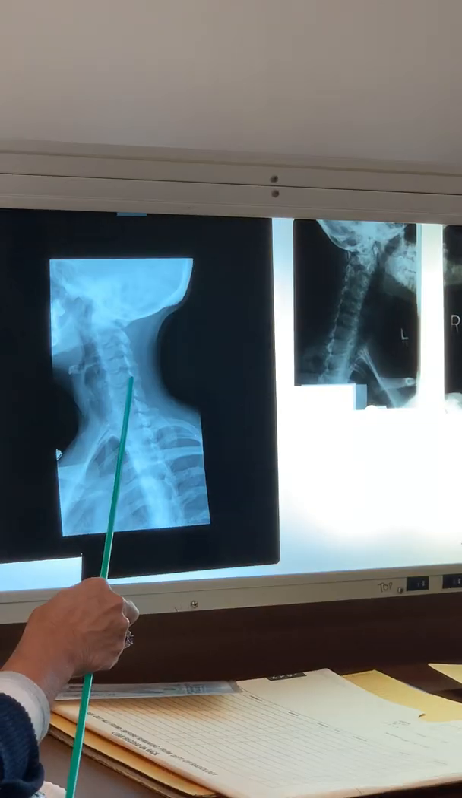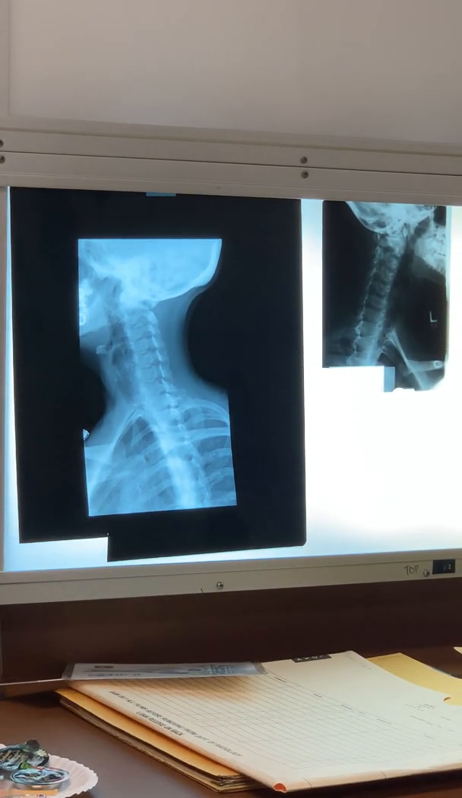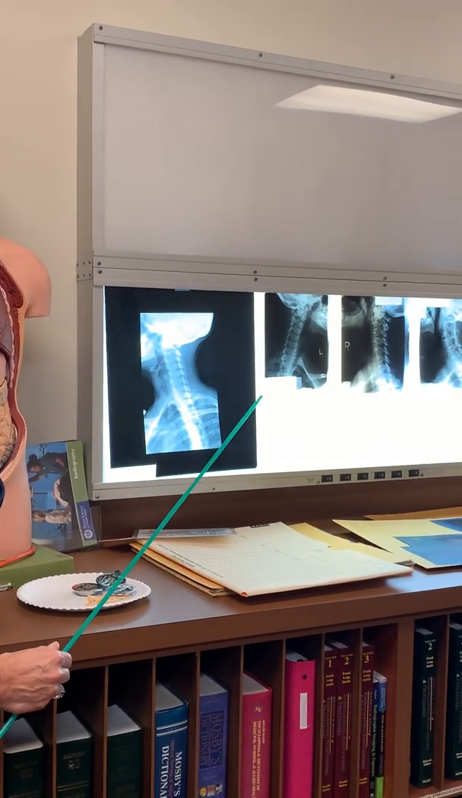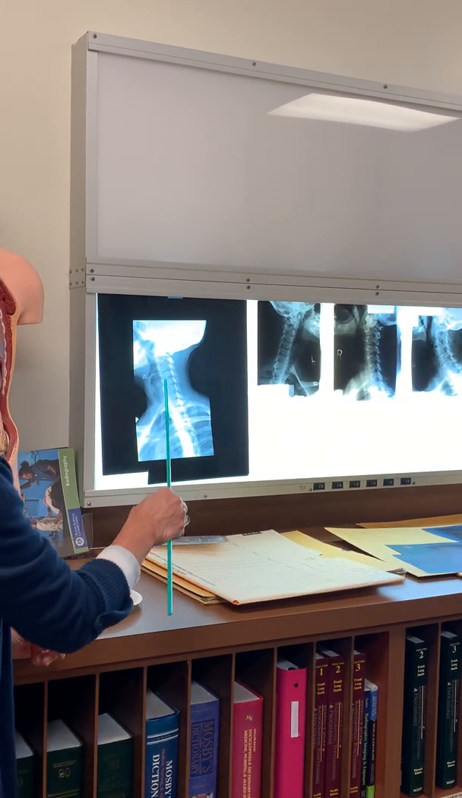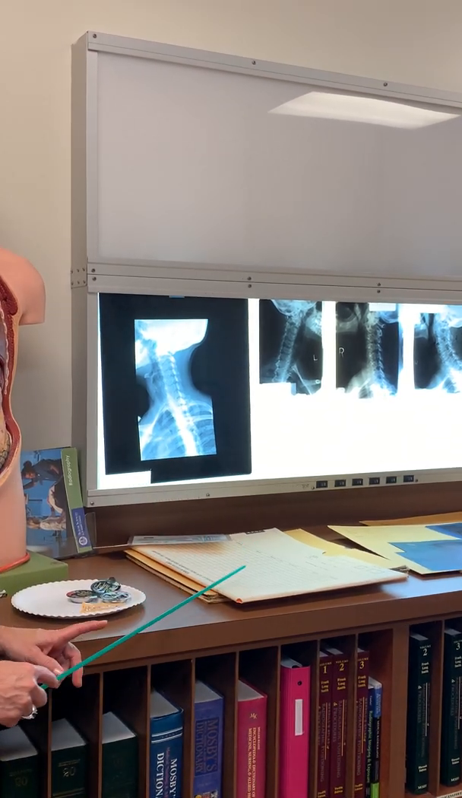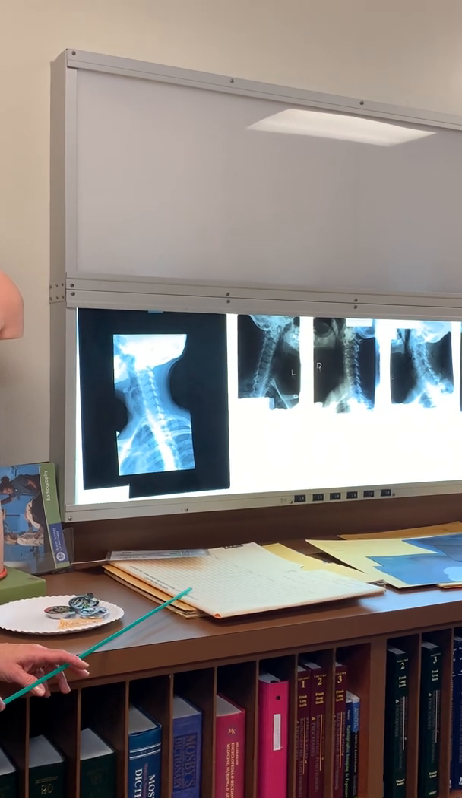What makes up an intervertebral foramen? The superior and inferior notch. Superior vertebral notch of one vertebra with the inferior vertebral notch of another vertebra. What goes through the intervertebral foramen? Nerves and vessels. Okay. All right.